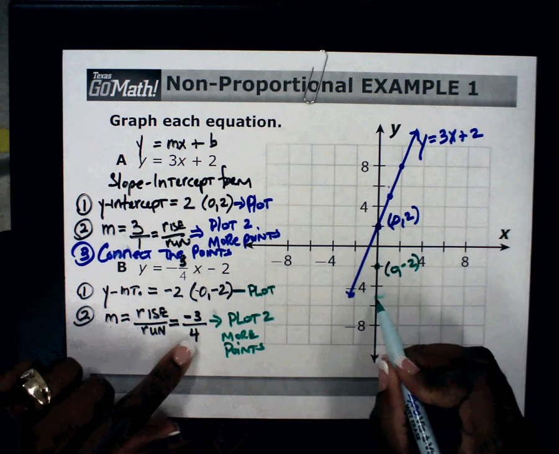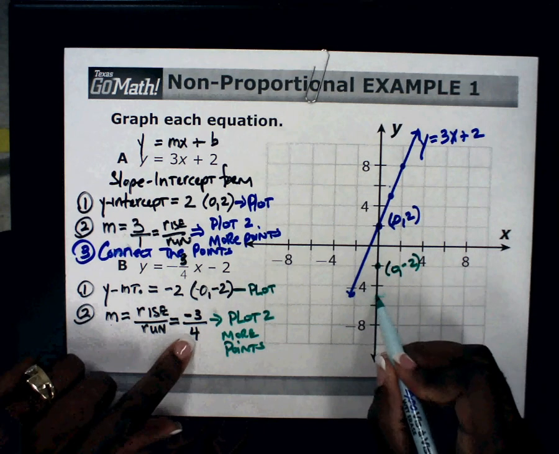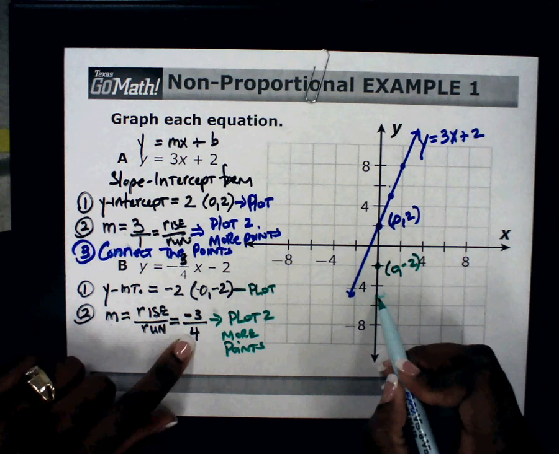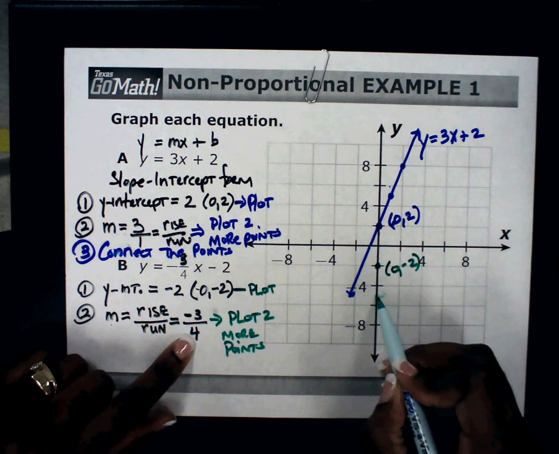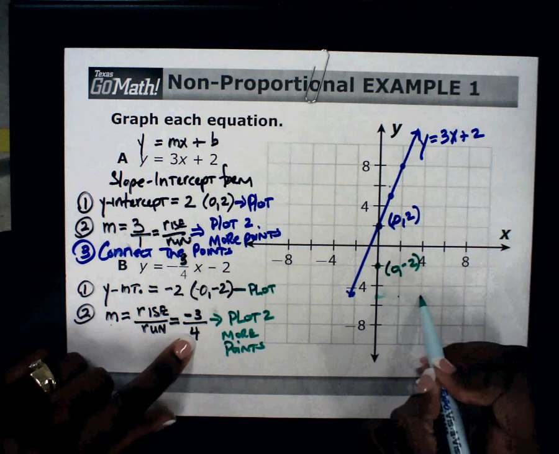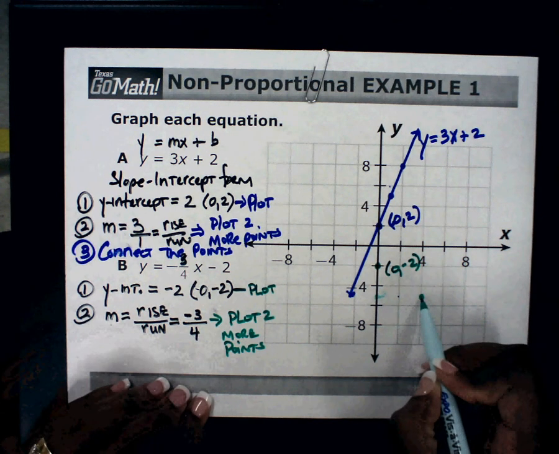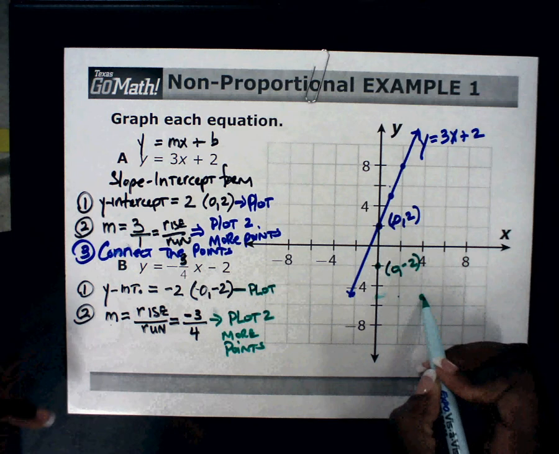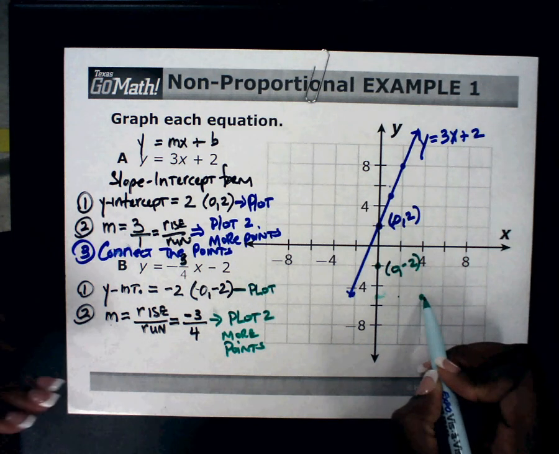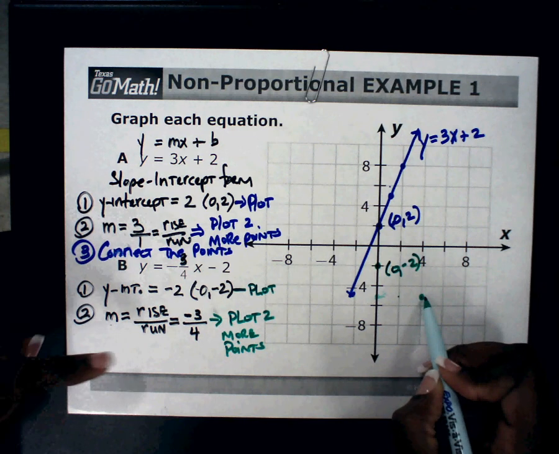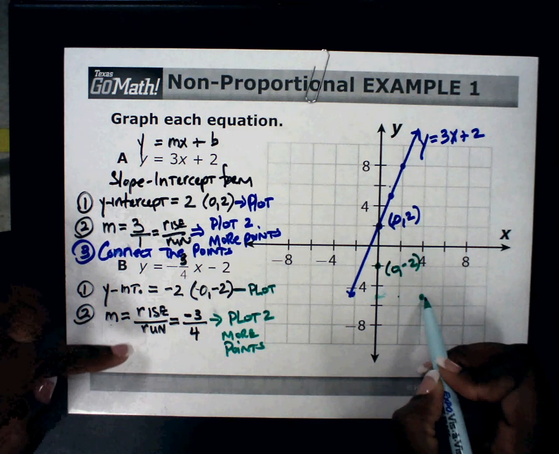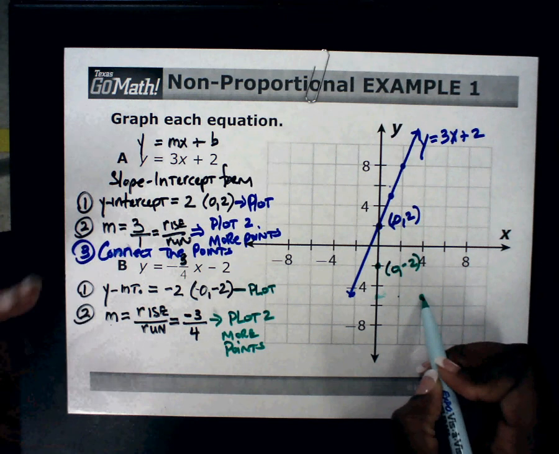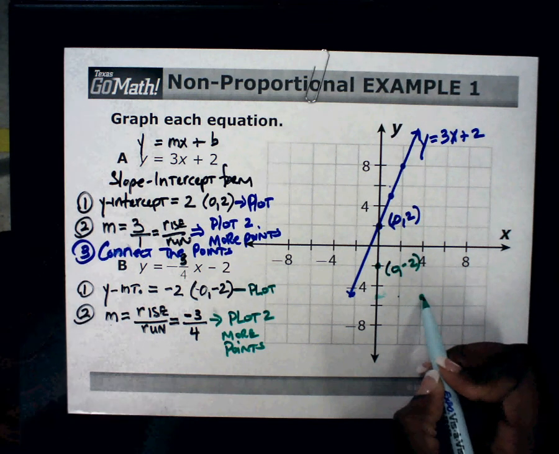And then we need to run 4. 4 is positive, so we run to the right 4 units for our x value. So that's going to be our second point. Now we need one more. We're going to use rise and run again, and depending on how many points you want along the line, that determines how many times you use rise and run. You continue to do that until you have the points that are required.